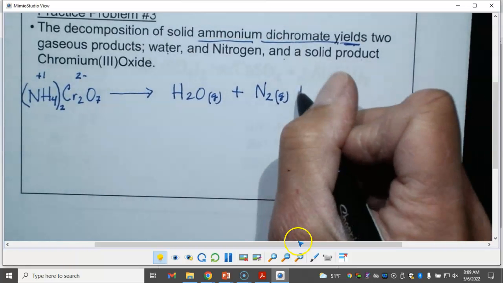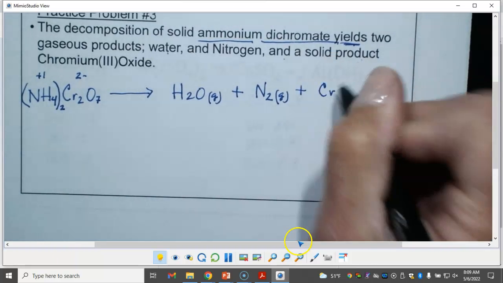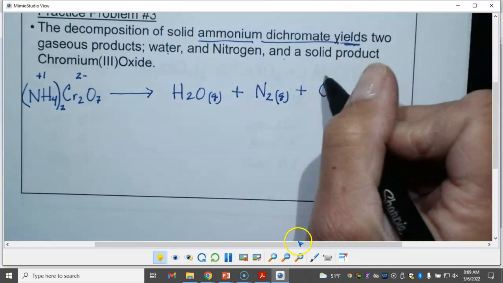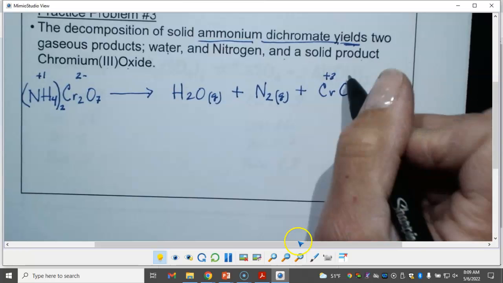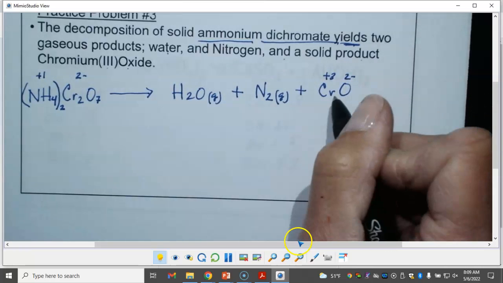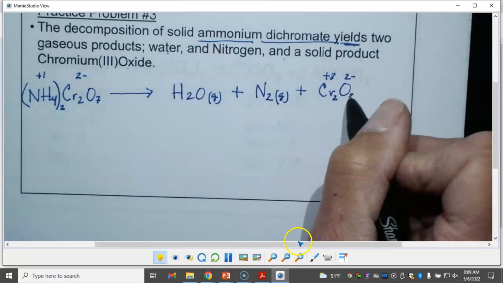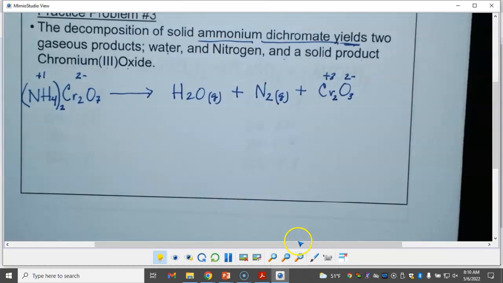So chromium is Cr. That Roman numeral tells me +3. Oxide is O, and it's -2. So I need a 2 here, and I need a 3 here. So the first thing you do when you do these is convert to formulas, and then sometimes I'll just give you the formula equation, and you just have to balance, okay?